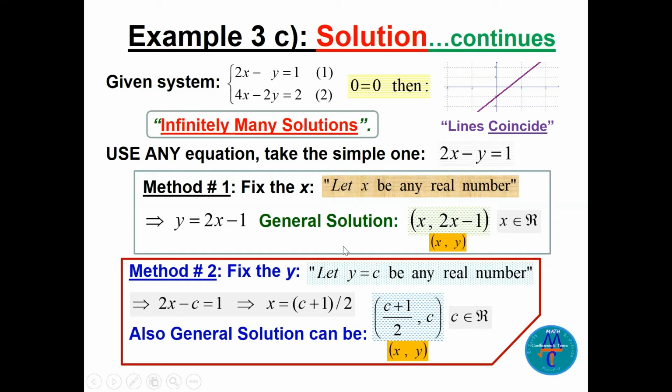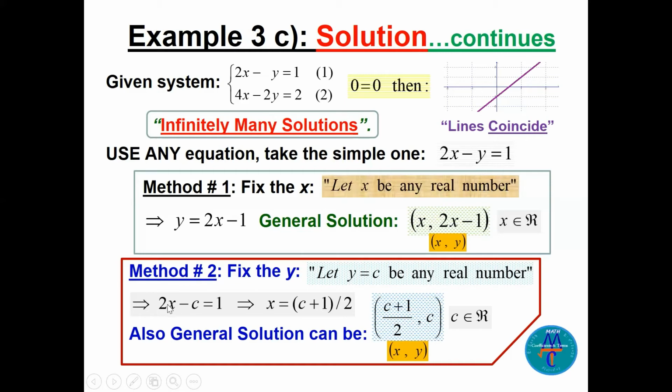Or another way, you can fix the y. So we say let y equals c, or let y equals k, or let y equals a, or leave it as y. So you can write here either y or c or k or any letter you like. So fix the y. Now we take the same equation here. We fix the y. Let's say y equals c. So I say 2x minus c equals 1.